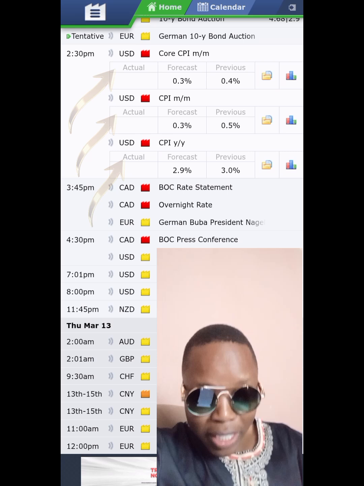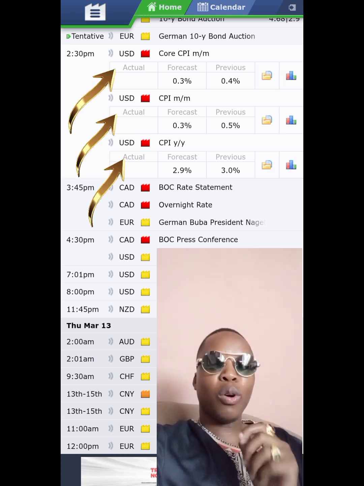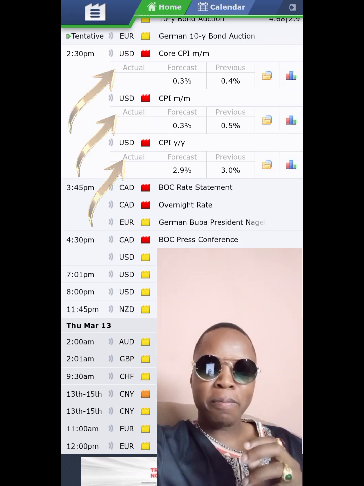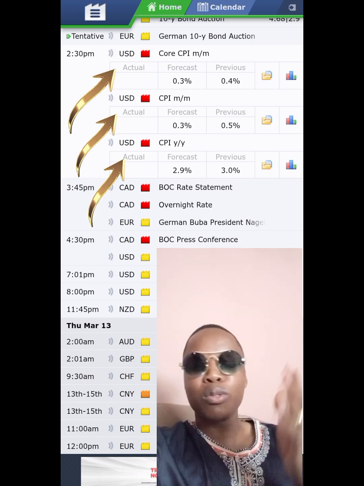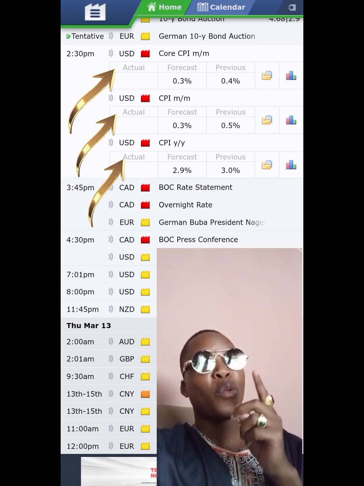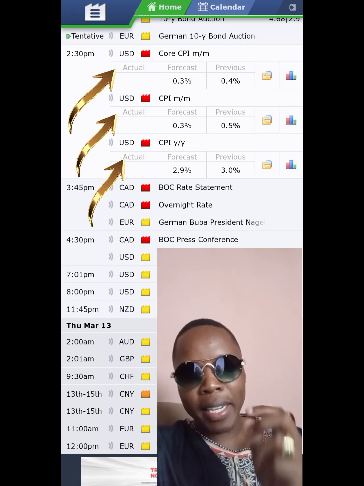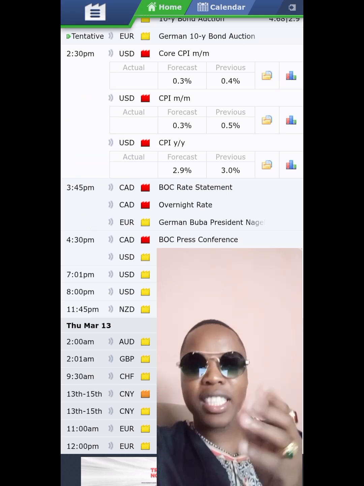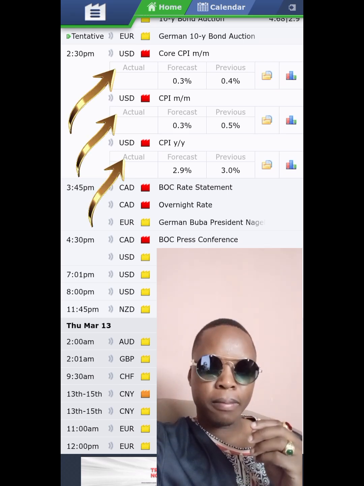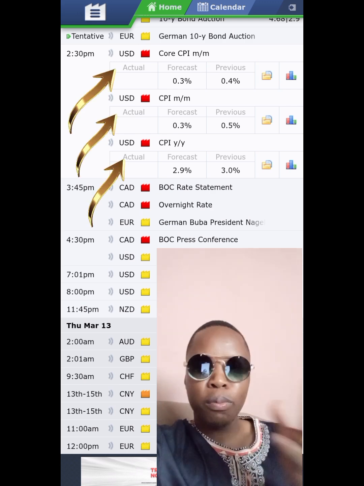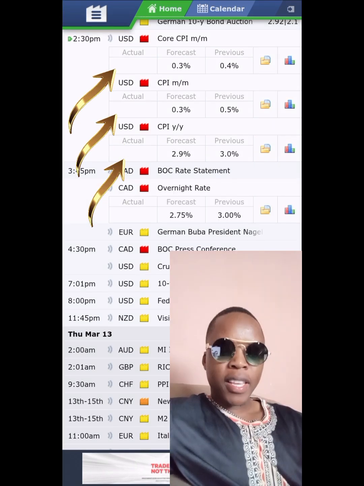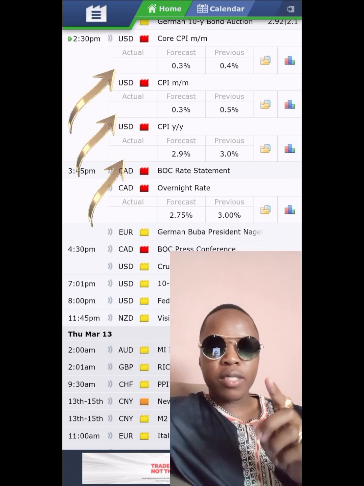And then if all these actuals come out red or negative, it's the opposite. You just want to sell all the currencies where USD is the base, because the news is negative for the US dollar. I hope we are clear on that one. And now listen very carefully, this is very important.